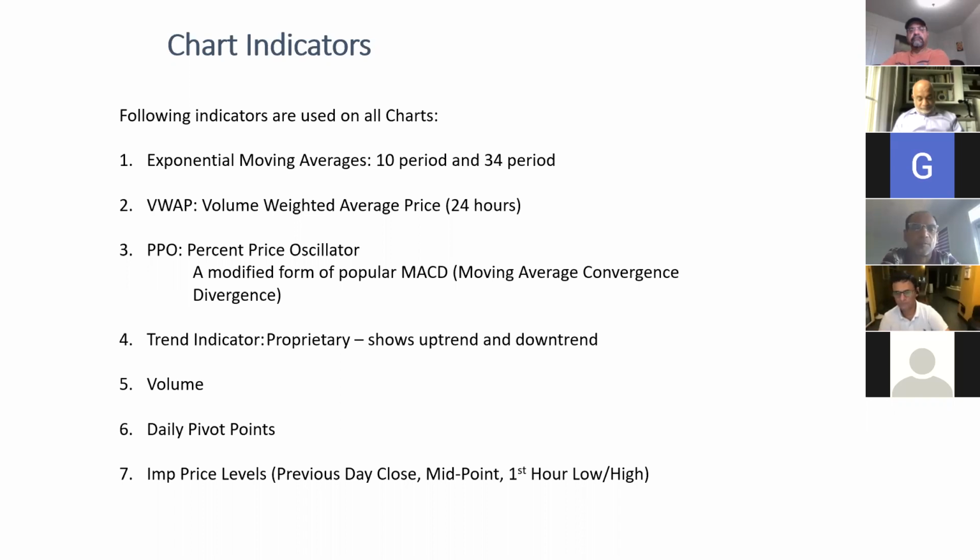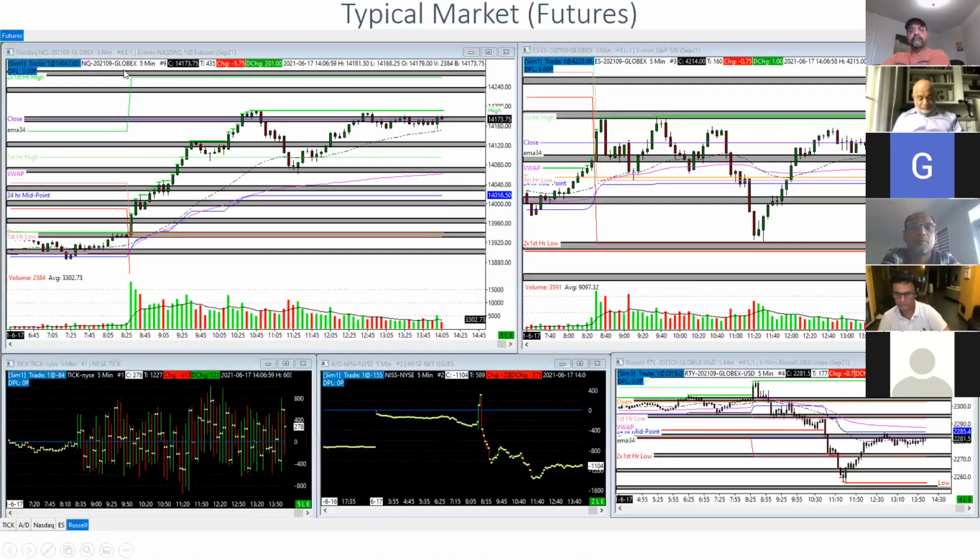So if you're using a chart, let me give you an example here. This is a 5-minute chart, right? So each bar represents 5 minutes of activity. This one line here, this dotted and dash line, is a 34 period line. This says EMA 34, right? A 34 period means it is an exponential moving average of the closing prices of these last 34 bars.